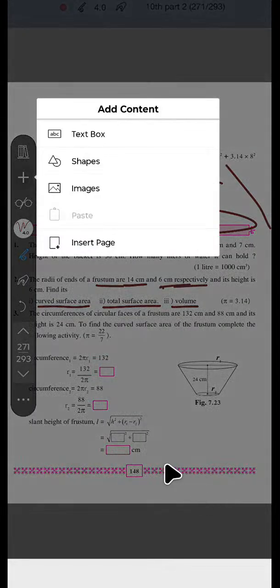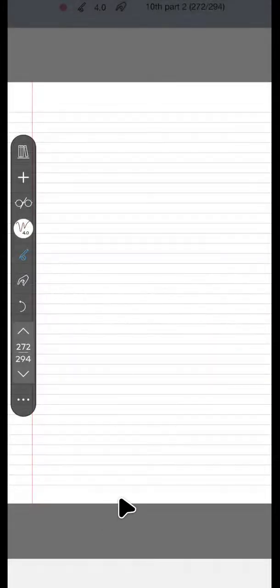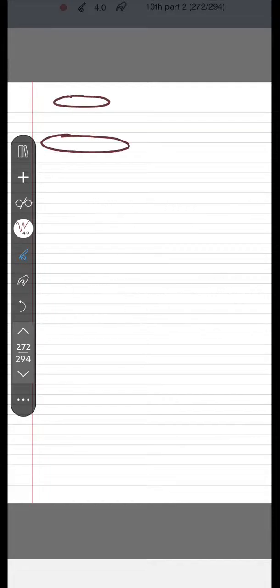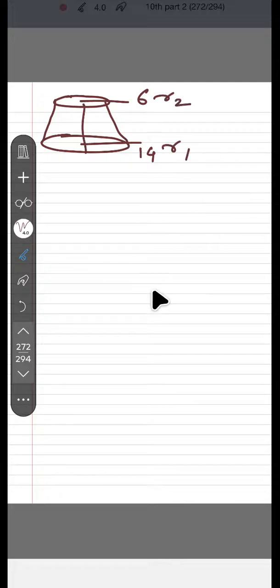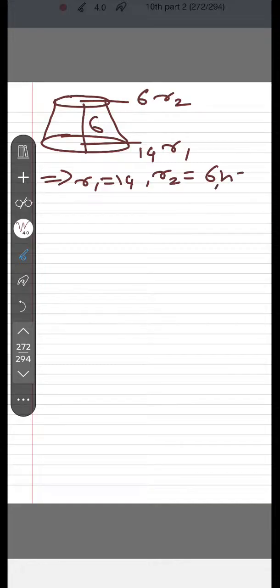Let me insert a new page. Now here I am going to draw this shape. This is a frustum. The radius is 6 centimeter, and this is 14 centimeter. I am going to note it down. This is r1 and this is r2. Height is also given, which is 6. So here I will write r1 is equal to 14, r2 is equal to 6, and the height is equal to 6.